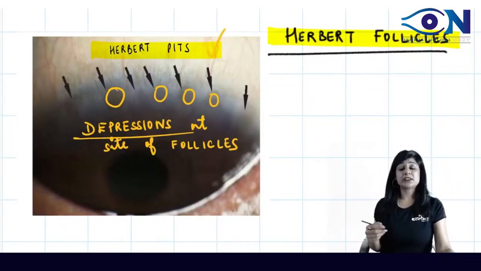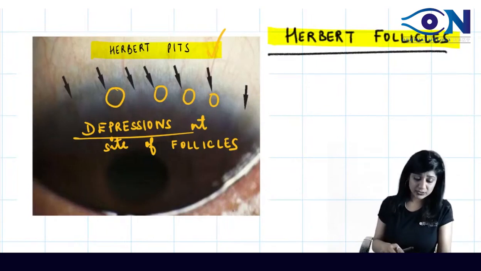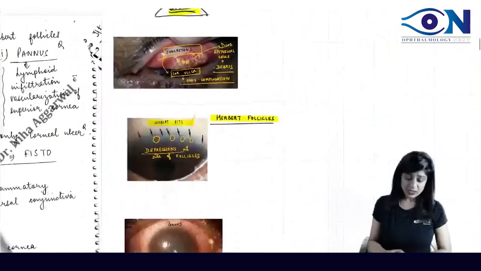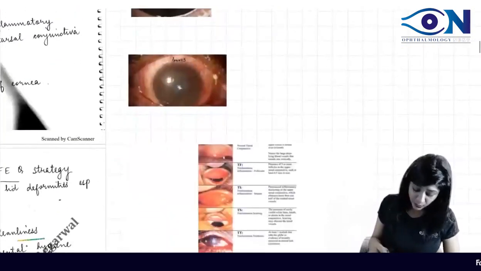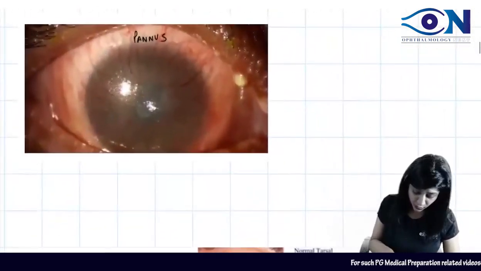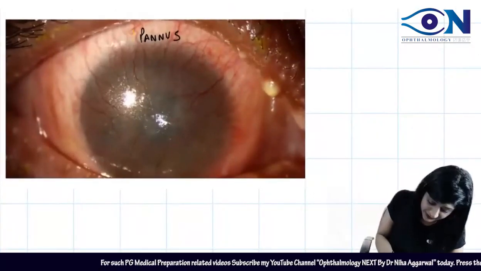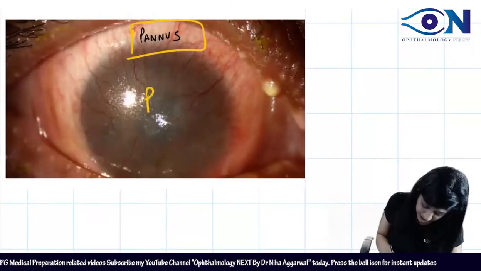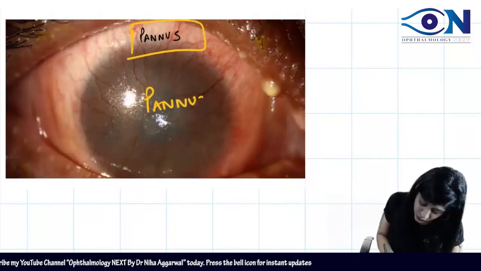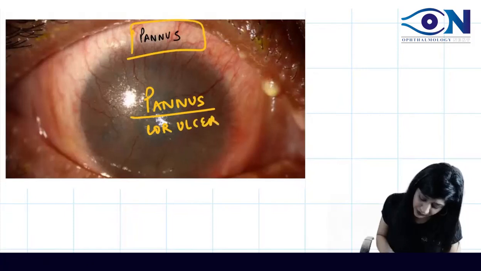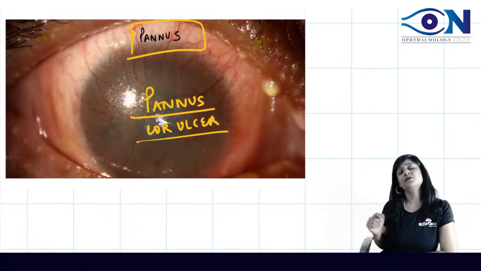So Herbert follicles and Herbert pits are the two very, very important signs that you are getting in cases of trachoma. All right. Now, another important thing that you get in cases of trachoma is the pannus. Now, what is this pannus? Pannus is actually the name for corneal ulcer itself. I told you, corneal ulcer is the only complication of trachoma.